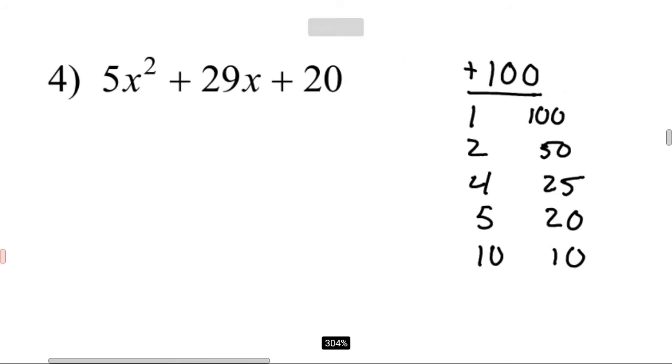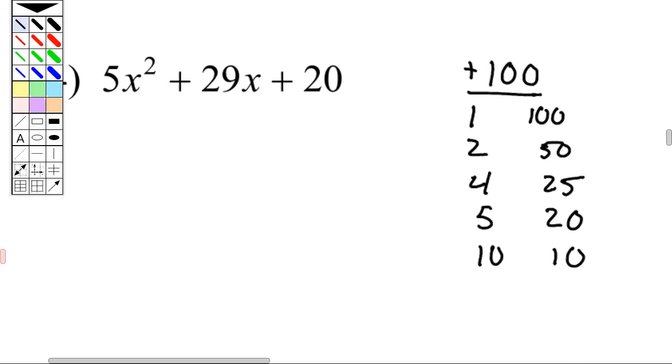Okay, no GCF, so I multiply the first and last term. 5 times 20 is 100. Here's all the factors of a positive 100. And which ones can add or subtract to make a 29? It looks like it's going to be 4 and 25.